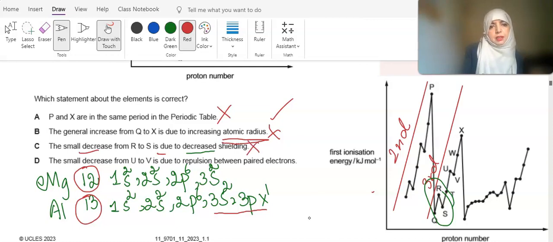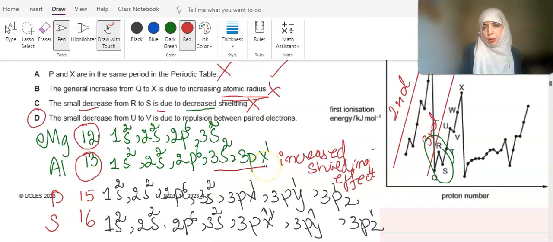Now coming to the small decrease from U to V is due to repulsion between paired electrons, and this statement is correct. Just give me a minute, I will tell you how. Yes, we are talking about this decrease and statement D, U to V. So U is 15 and V is 16, phosphorus and sulfur. So you can see 1s2, 2s2, 2p6, 3s2, 3px1, 3py1, 3pz1. So they are unpaired electrons, right?